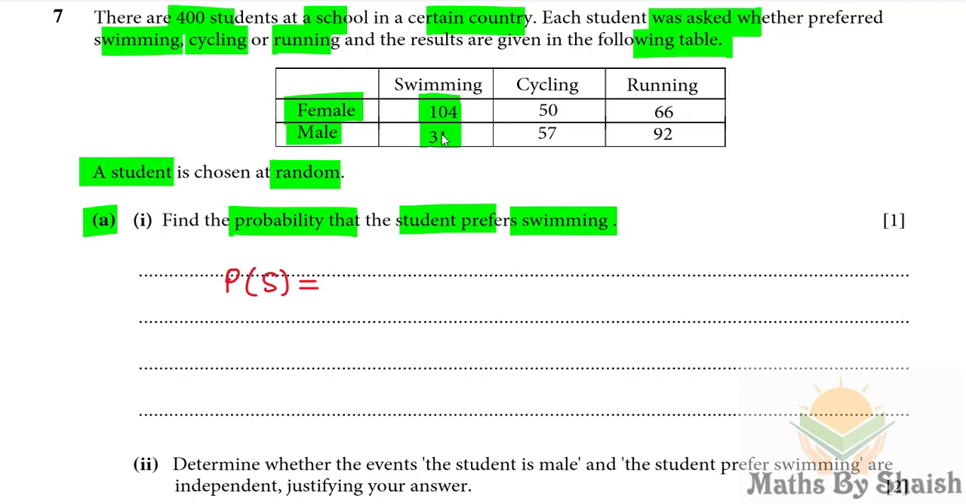So for swimming, the total number of students who prefer swimming is 104 plus 31, and of course we'll divide by the total number, that is 400. So it is going to be 135 over 400, and we should always write our answer in the most simplified form. So we can write it as 27 over 80, and that's the required probability.